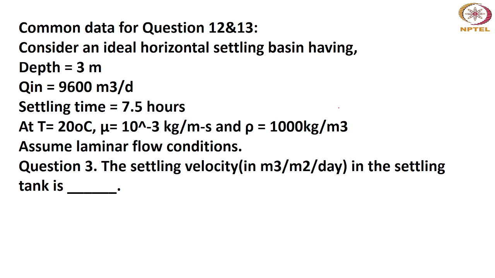The next question, common data question for 12 and 13. Consider an ideal horizontal settling basin having a depth of 3 meters. The influent flow rate Q is 9,600 meter cube per day. Settling time is 7.5 hours. T is 20 degrees centigrade. Mu is 10 to the power minus 3 kg per meter second. Rho is 1000 kg per meter cube. Assume laminar flow conditions. You have to calculate the settling velocity in meter cube per meter square per day.